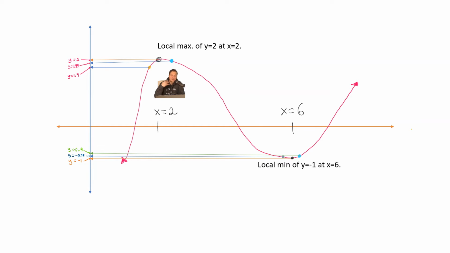So when you talk about the local maximum and the local minimum, you look for either the highest y-coordinate you can find or the lowest y-coordinate, and make sure to also include the x's, because the x's tell you where those highest or lowest y-coordinates occur.